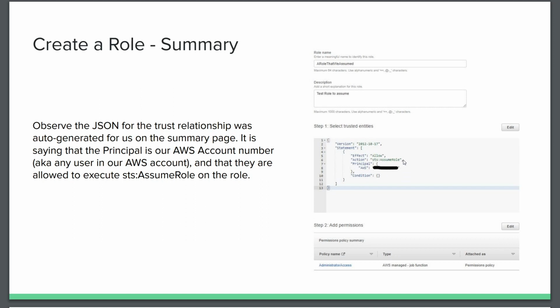In this case, we're setting it to any user in our AWS account, which means you need to be a user in our AWS account to assume it. Even if you knew what the role name was and you had control of a user, that user still needs to be trusted through the trust entity.